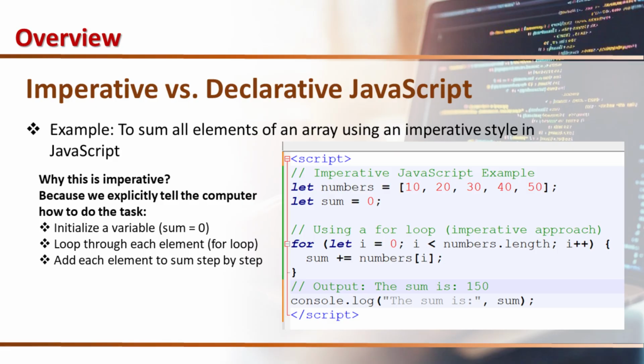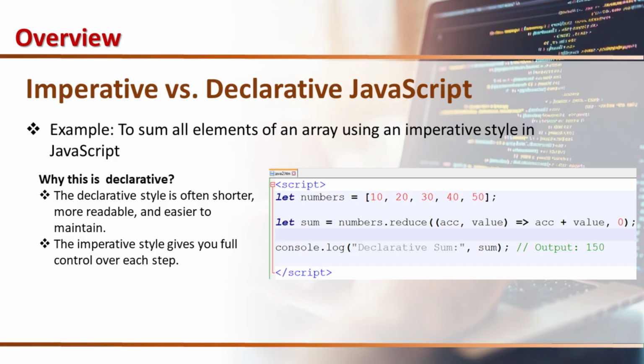Why is it considered imperative? Because we explicitly tell the computer how to perform the task step by step. We first initialize a variable, e.g., sum equals 0, then loop through each element of the array using a for loop, and finally add each element to the sum one by one. In other words, we control the exact sequence of operations to achieve the result.